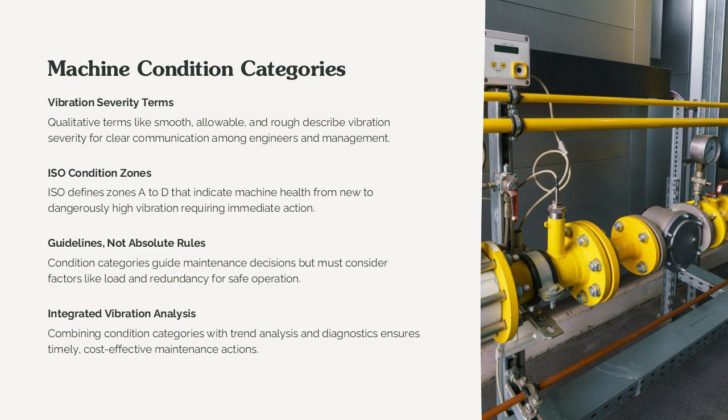A machine operating in Zone C may continue to run safely for a period depending on load, criticality, and redundancy. Conversely, a sudden change in vibration within acceptable limits may still indicate a developing fault. Effective vibration analysis therefore combines condition categories with trend analysis and fault diagnostics. This integrated approach ensures that maintenance actions are timely, cost-effective, and technically justified.